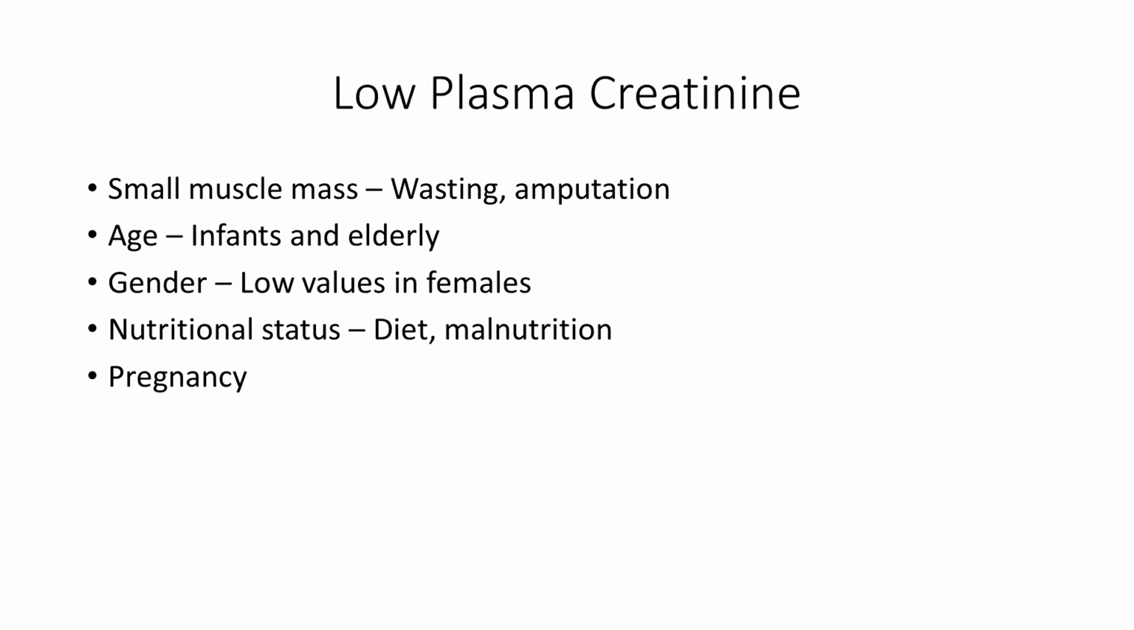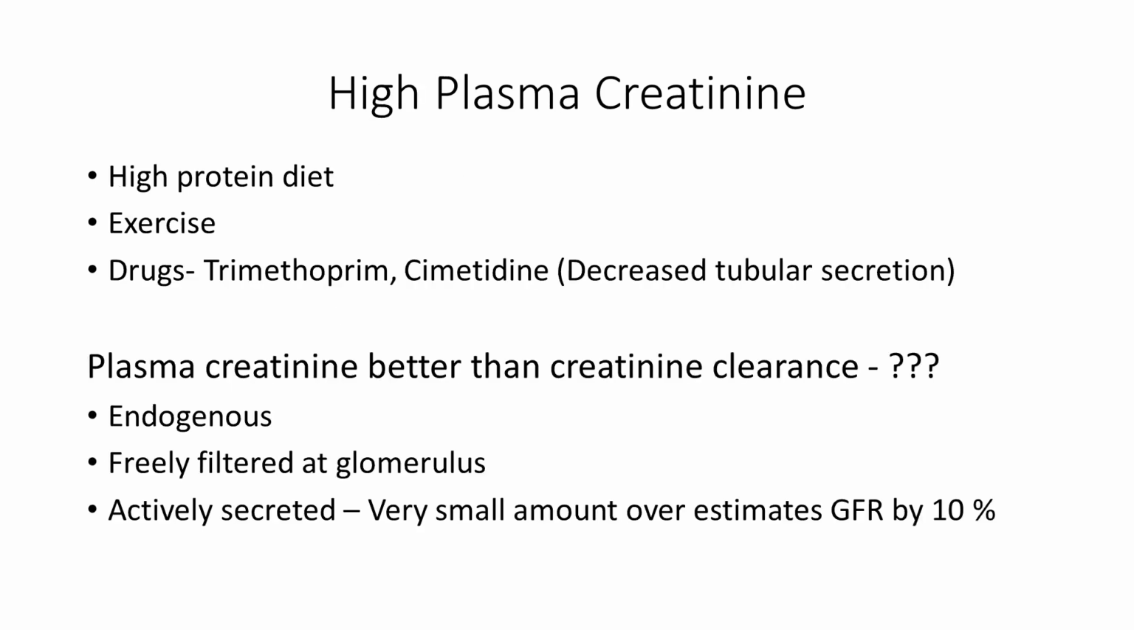Now, low plasma creatinine is usually seen in patients who have small muscle mass, wasting and amputation, small body frame like infants and the elderly, low values in females, and patients who have malnutrition or are on a protein-restricted diet, and in pregnancy because of high blood pressure. High plasma creatinine is usually seen in patients who are on a high protein diet, exercise, who have a muscular structure, or there are certain drugs which cause a high creatinine level like trimethoprim and cimetidine because of tubular secretion.